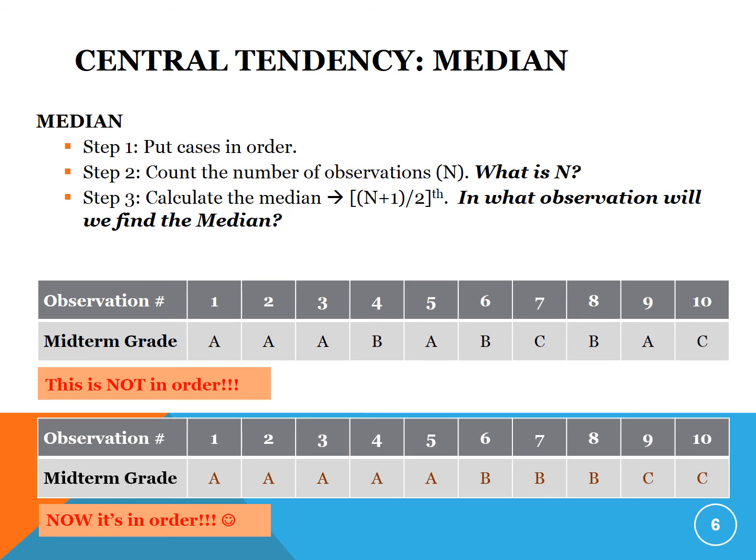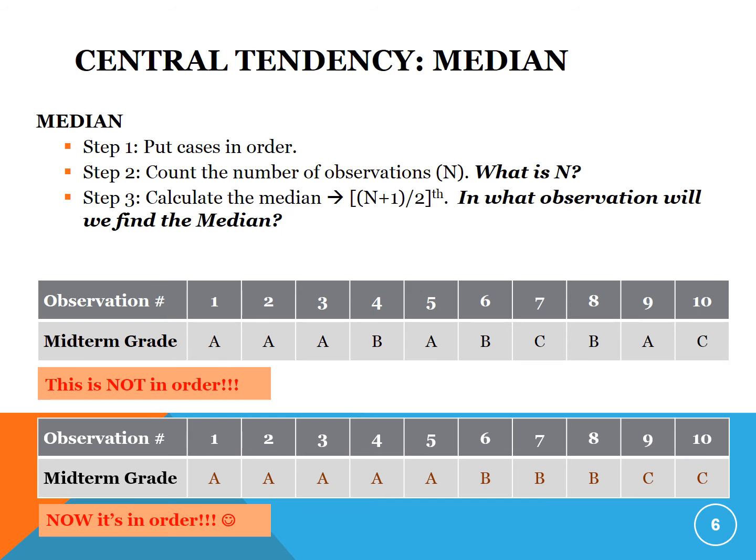So 10 plus 1, that's 11. Divide 11 by 2, that's 5.5, the 5.5 observation. Okay, so let's go to 5 at the bottom, and let's go to 6 at the bottom. So somewhere between 5 and 6 is our median midterm grade.